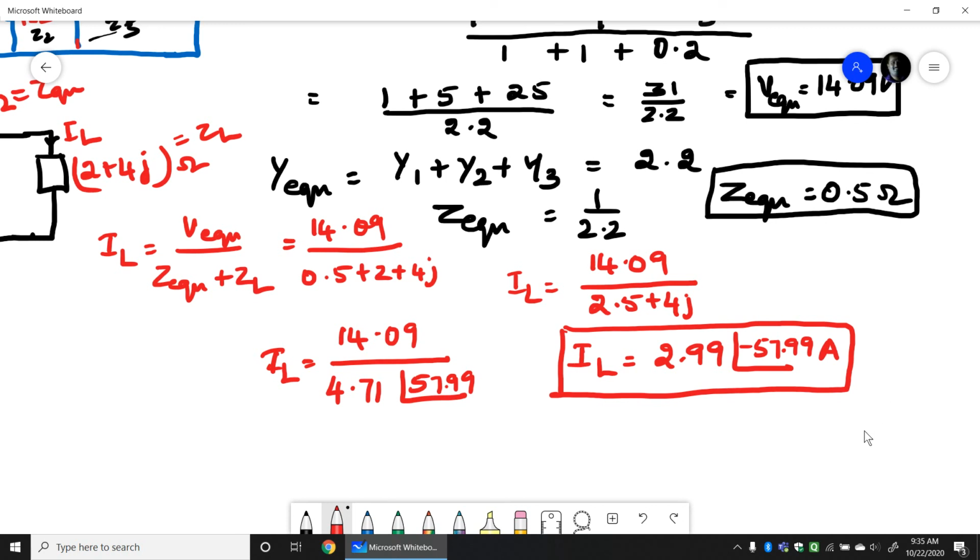I hope the Millman's theorem explanation along with these 2 problems is clear to you.